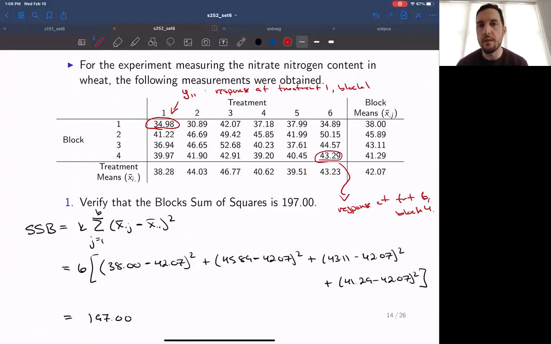Okay, so for the observations that are collected at each treatment in each block, we can compute a mean. So we have our block means lining the last column of the table here, and then we have our treatment means lining the bottom row of the table. And then we have an overall mean, which is 42.07. So this would be the grand mean.